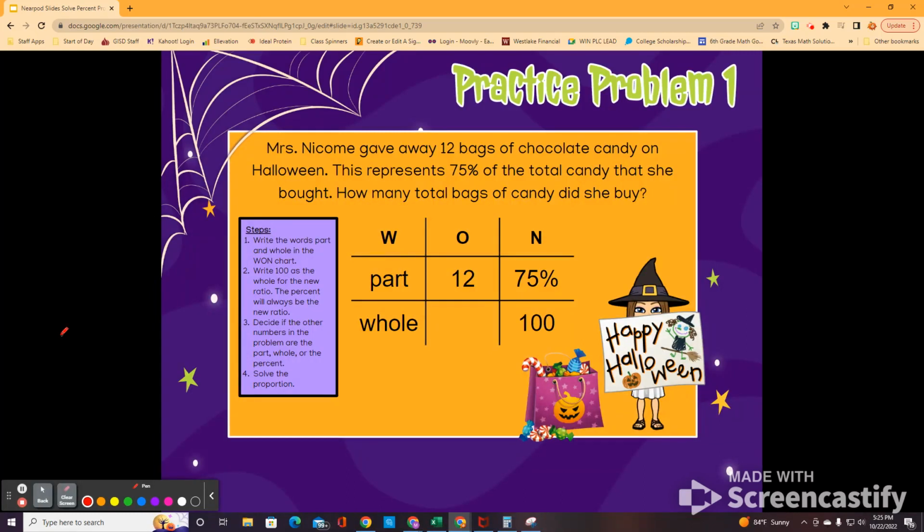Hey guys, let's do this problem together. It says Mr. Combe gave away 12 bags of chocolate candy on Halloween. This represents 75% of the total candy that she bought. How many total bags of candy did she buy?